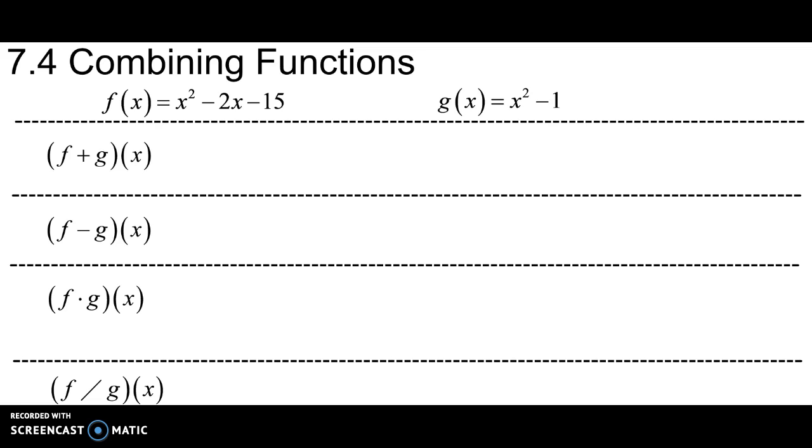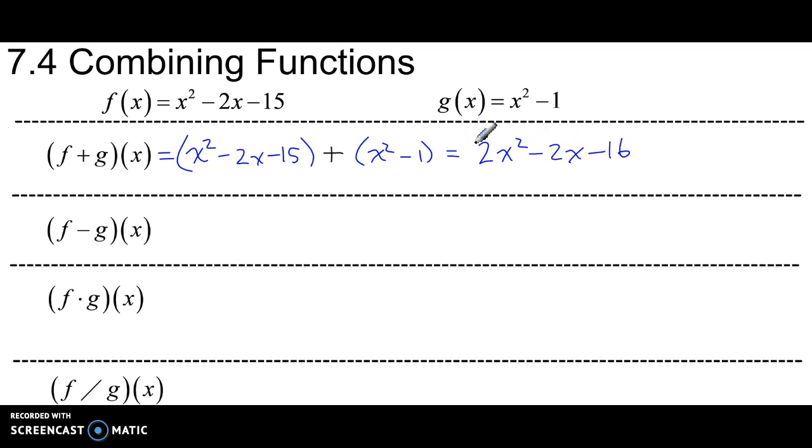If the new function is called f plus g, then what that means is take the function f and take the function g and add them together. So there's f, there's g, add the two functions together, which for a simple function like this, all you're really doing is combining like terms. You get 2x squared minus 2x minus 16. Not a real challenging thing to do at all. You're just collecting like terms.